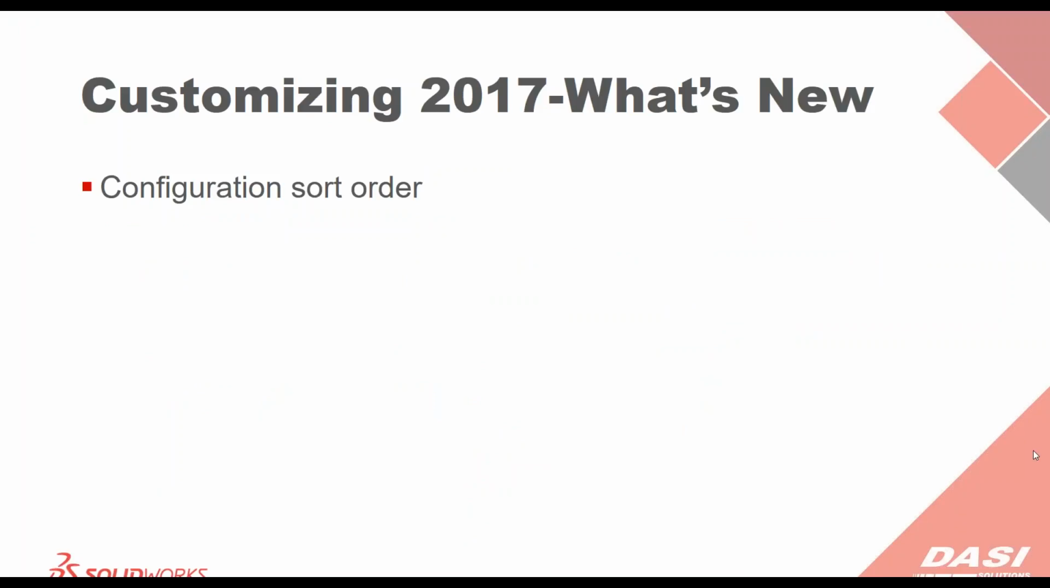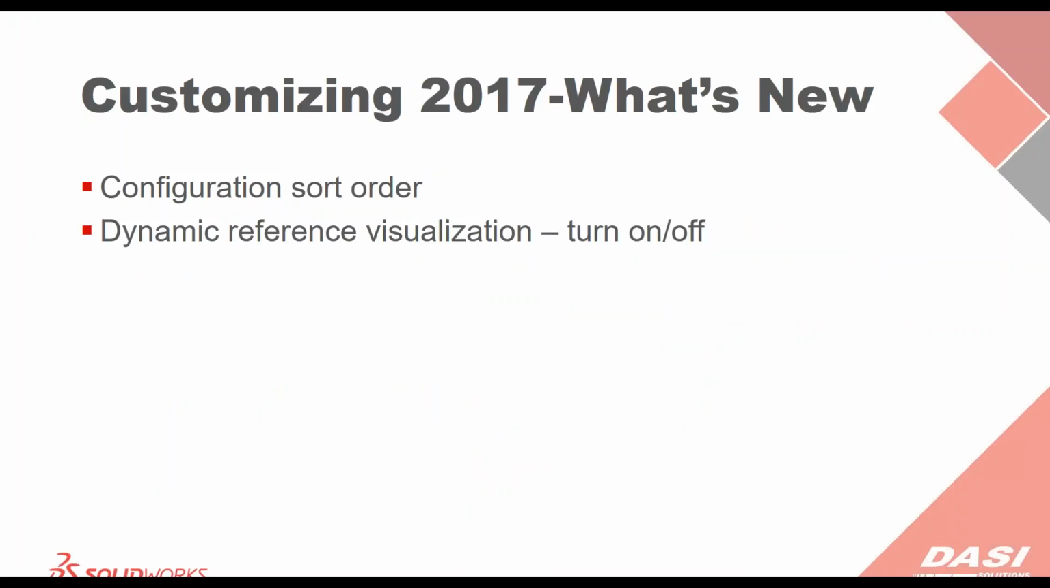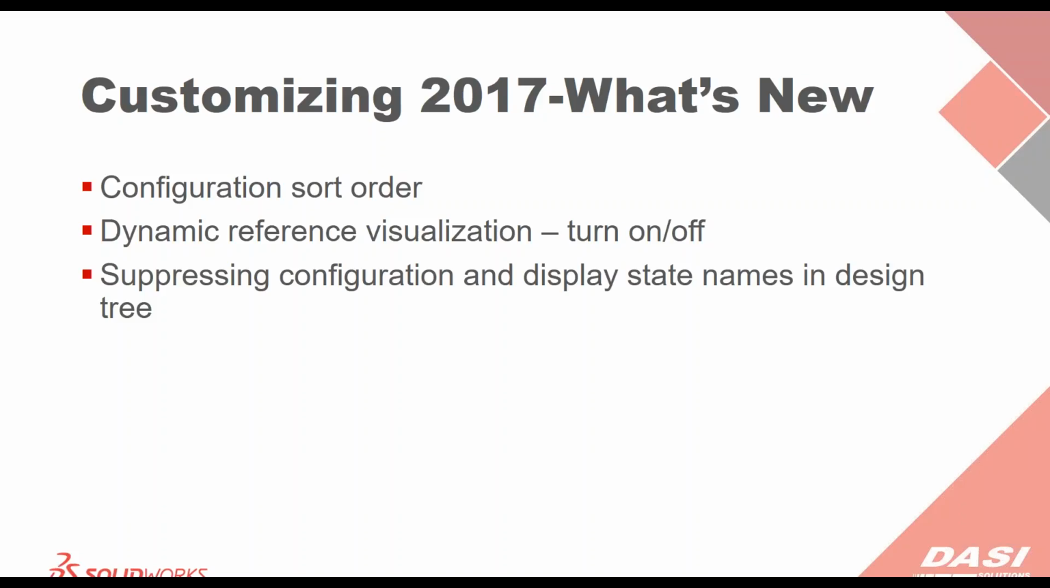All right, so some of the 2017 what's new stuff. I'm going to jump through this really quick. You guys might have seen some of this at our what's new rollouts, but now you can do a configuration sort order. You can turn on and off the dynamic reference visualization. I should mention that was able to be done last year. They improved the dynamic reference visualization this year by making it a little bit clearer to see the parents and children and understand what was relating to what features.